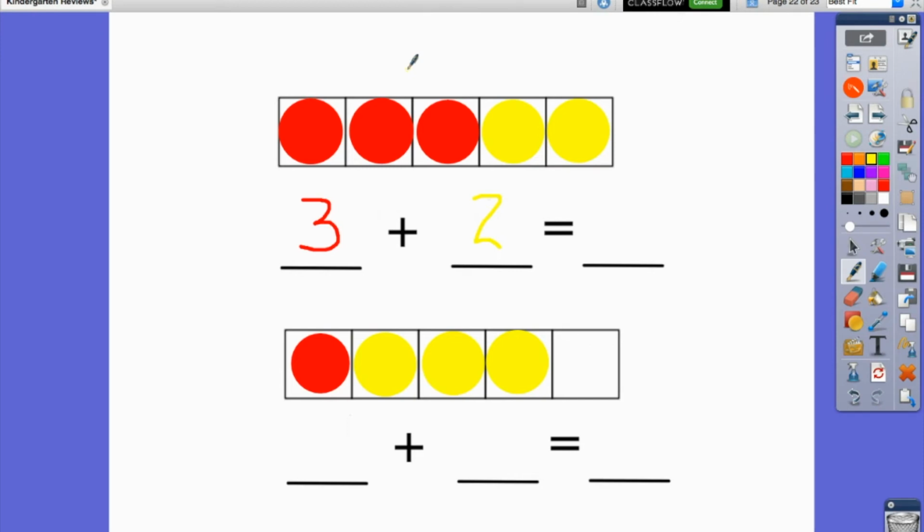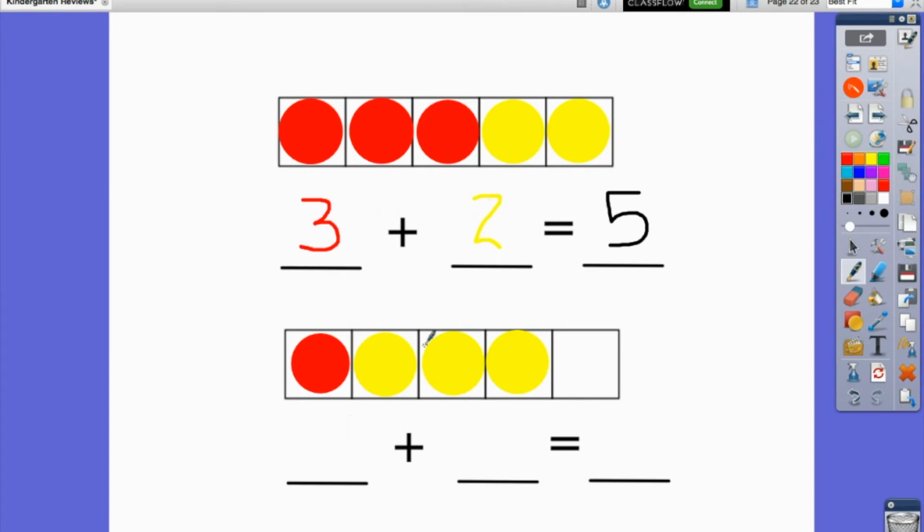How many counters do we have all together? Well, when I put them together, I have 5 counters. And we can quickly see that because we know this is a 5 frame, and if all of them are filled in, we know that that has to equal 5.